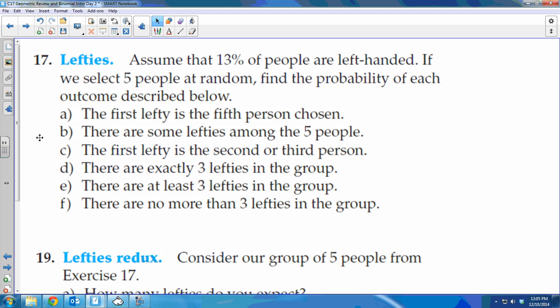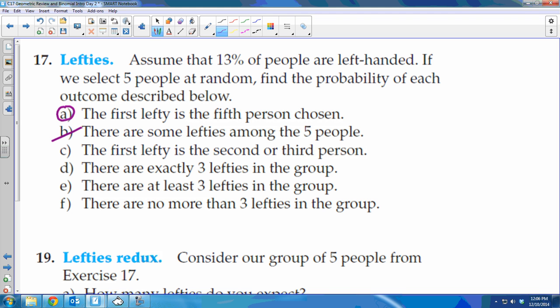So part A, the first lefty is the 5th person chosen. Yes, if you're doing it on the calculator, what do you see? PDF. The first one is the 5th, not in the first 5. So PDF gives you a specific one. On B, there are some lefties among the 5 people. You couldn't do that last time. So generally, geometric model, there's only one of what we're looking for, right?